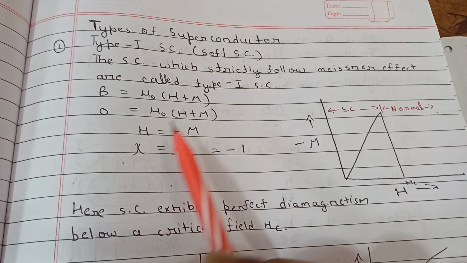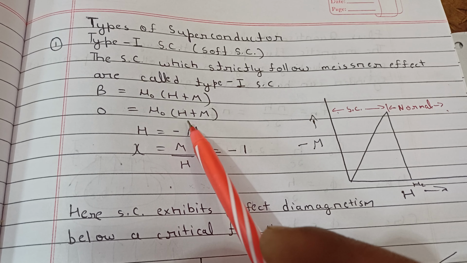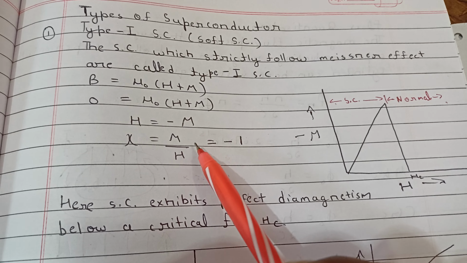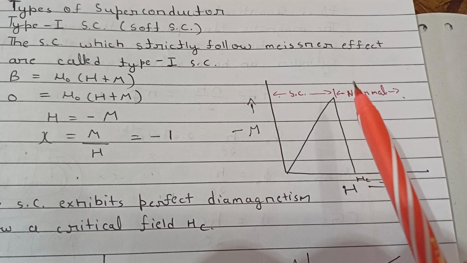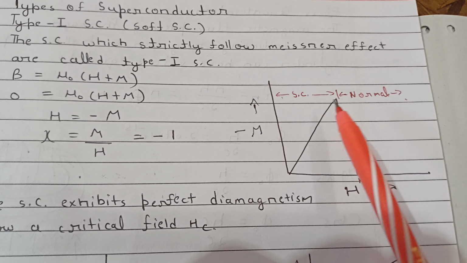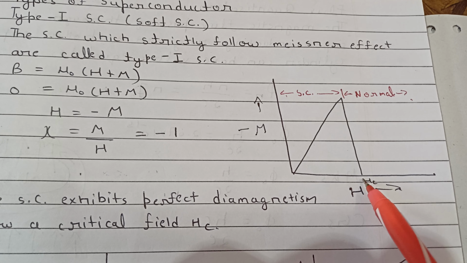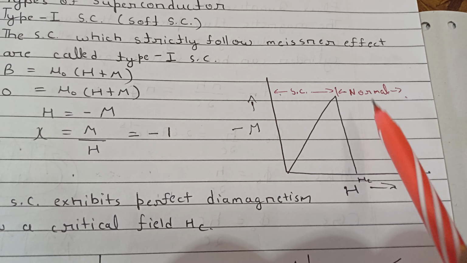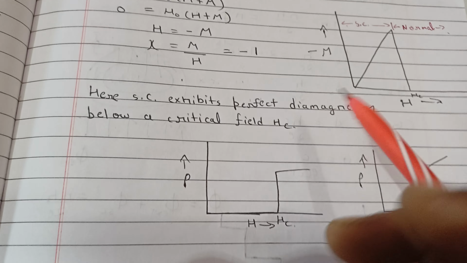If B equals mu naught (H plus M), then B will be zero inside, and from here we will get H equal to minus M. The graphical representation, if we put minus M here and H here, will be a straight line. Below HC, the critical field, it will be the superconductor, and above HC it will be a normal metal. We already studied the critical field.